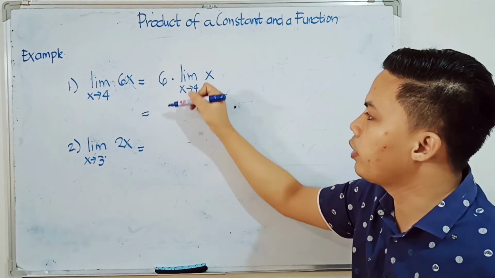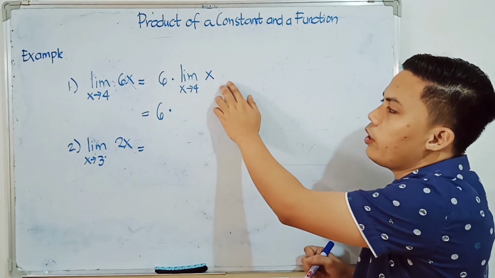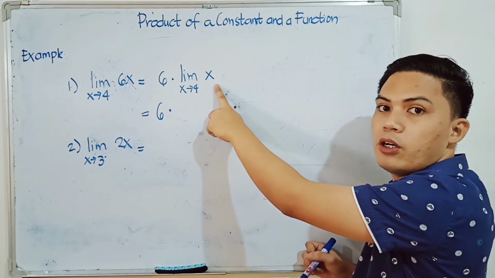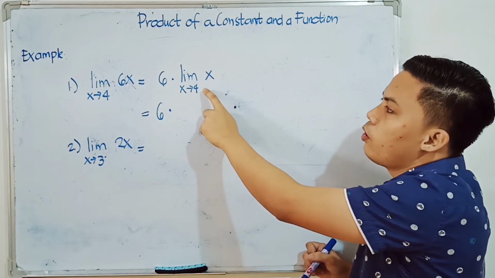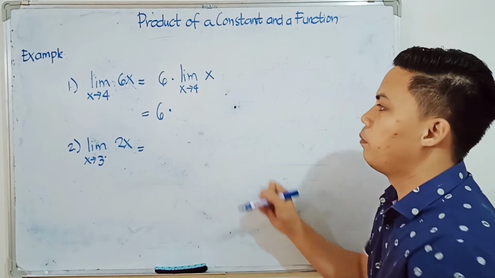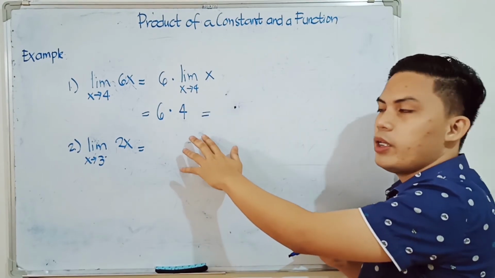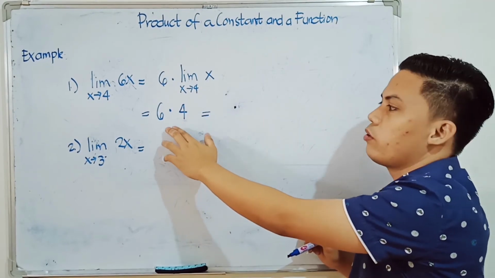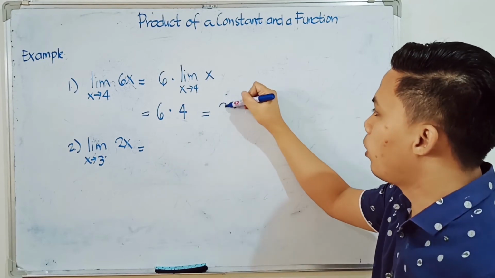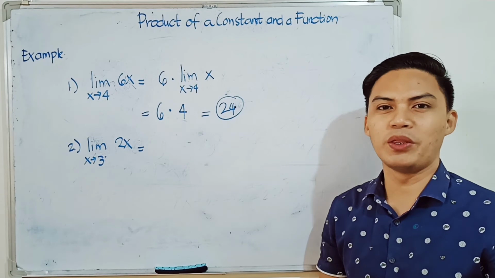Then simplify natin, it would be 6 times. So again, gagamitan natin ng limit of an identity function. So ang magiging sagot dito would be equal to 4. Now since na-simplify na natin silang dalawa, then we're going to get their product. So 6 times 4 is equal to 24. So our final answer is equal to 24.